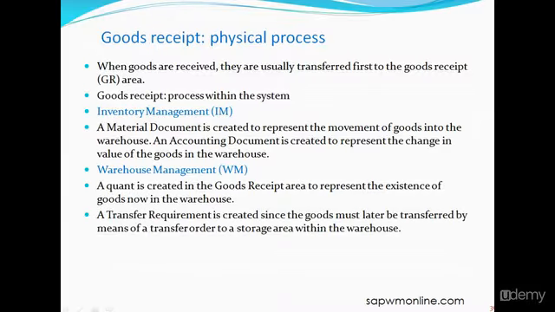And what happens at the WM level? A quant is created in the goods receipt area to represent the existence of goods now in the warehouse. Simultaneously, a transfer requirement is created since the goods must be transferred by means of a transfer order to a storage area within the warehouse.